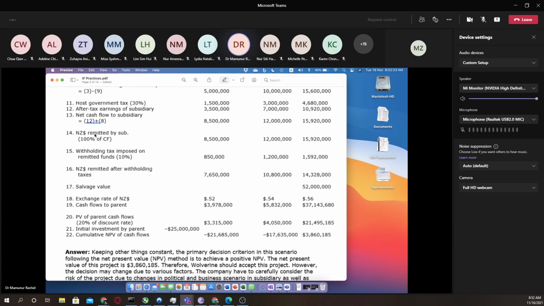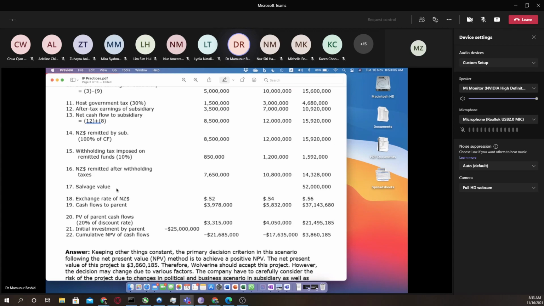So the first proposal is the New Zealand subsidiary can remit 100% of the cash flow. So 8.5 million, 12 million, and 15.920 million. This entire amount you can transfer to the parent company. The withholding tax imposed is 10%, so you'll deduct 10% out of it. 8.5 million, 10% is 850,000. For 12 million, 1.2 million, and 1.592 million for 15.92 million. After deducting withholding tax, you have the New Zealand dollars that you are ready to remit. So 7.650, 10.8, and 14.328.